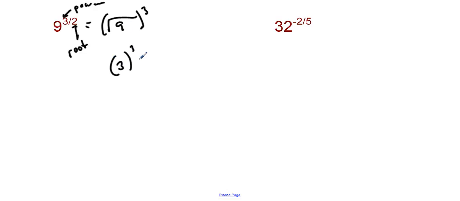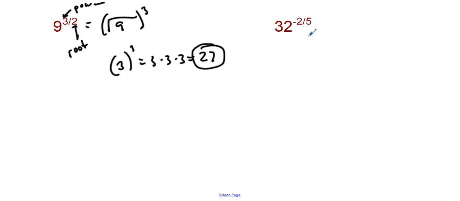If I have 9 to the 3/2 power, essentially this is saying, remember this is my power, this is my root, so I'm going to be taking the square root of 9 and that quantity cubed. The square root of 9 is 3. Cubed then is going to be 3 times 3 times 3, which is 27. And that's my answer.